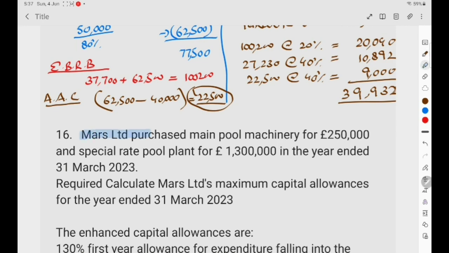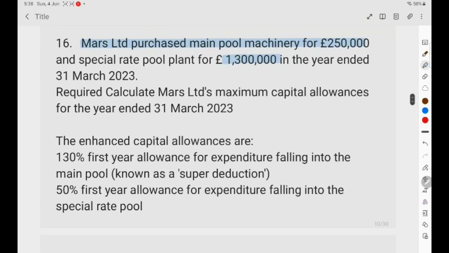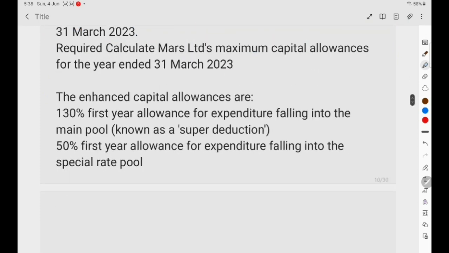So Mars Limited purchased main pool machinery for 2,50,000 and special rate pool plant for 1,300,000 in the year ended 31st March 2023. Requirement is to calculate Mars Limited maximum capital allowance for the year ended 31st March 23. For the machinery of 2,50,000, we first have to calculate the enhanced capital allowance.